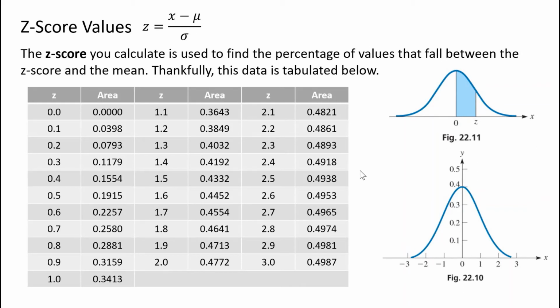So, looking at z-scores. For each one of these, the z-score that you calculate will correspond to a certain amount of area under the curve. So let's look at a z-score of 0.1. These z-scores can be positive or negative, so this is valid for positive 0.1 and negative 0.1. We'll get into what those differences are when we do examples.